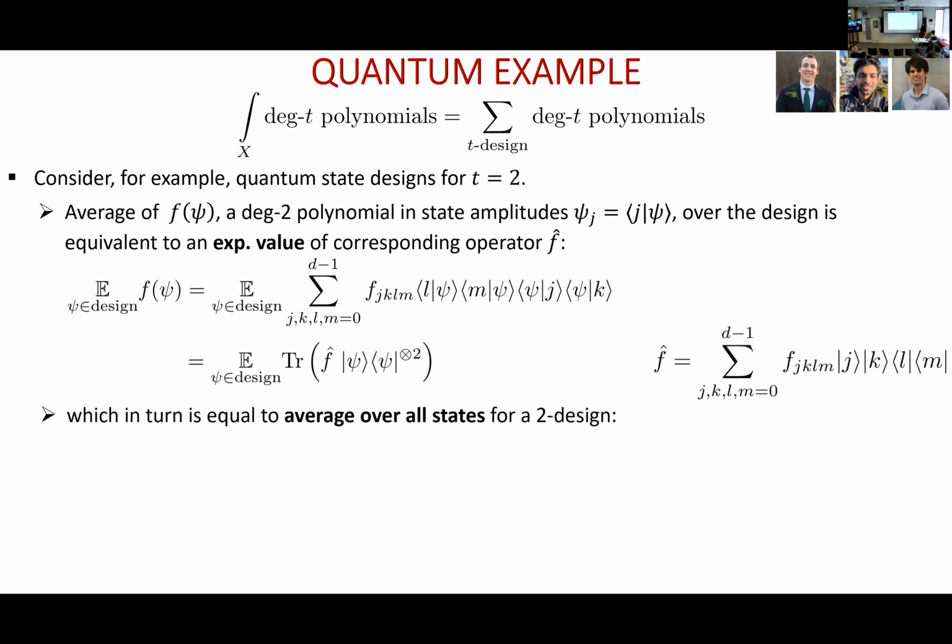Now you can use the design formula, and you can show that the average over the design, if it is indeed a 2-design, is equal to the average over all pure states, which you can then unpack back into the function, and you see that the average is over the function of the pure state. So this is how you encode functions into Hilbert space. You can encode them as operators, and evaluations of functions are expectation values of corresponding operators on copies of the states. If this is a degree 3 polynomial, then you have 3 copies of the states.